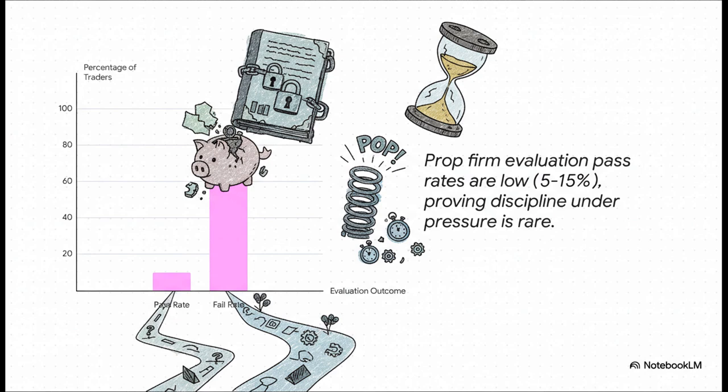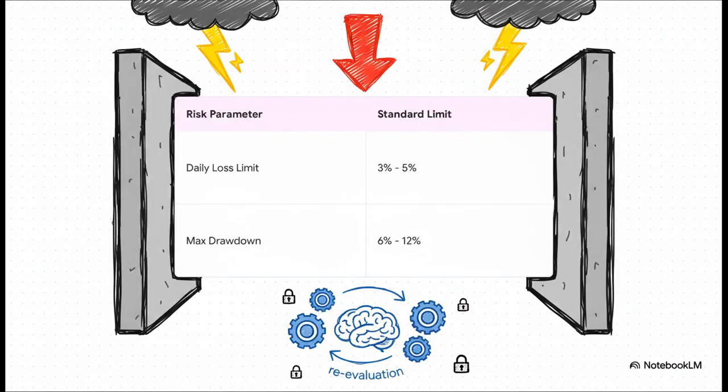Just look at the pass rates for proprietary trading firm evaluations. These are tests where traders use demo accounts, but under super strict rules. A staggering 90% of traders fail, and it's not because they don't have a strategy, it's because they can't execute it with discipline when the pressure is on. This tells us one thing loud and clear: your rules have to be non-negotiable. So what do you do? You start acting like a professional from day one, even in your paper account.